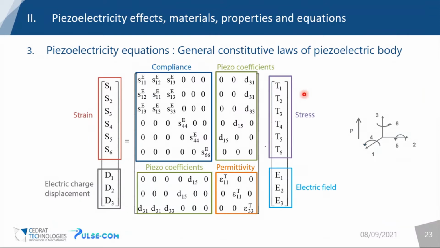If we put it in matrix formulation, you can see here the strain, the electric charge displacement field, the stresses, and the electric fields that are linked through this bigger matrix using the mechanical compliance of the material and the piezoelectric coefficients. You have three of them, three different ones: d15, d33, and d31. I will explain afterwards what they are. And also the permittivity coefficients that exist in ferroelectric materials.